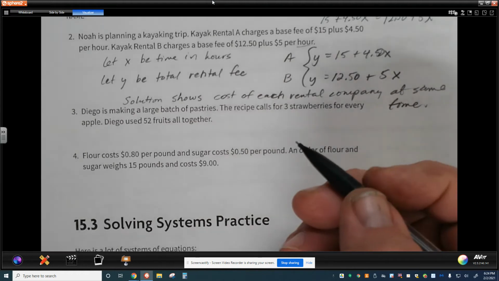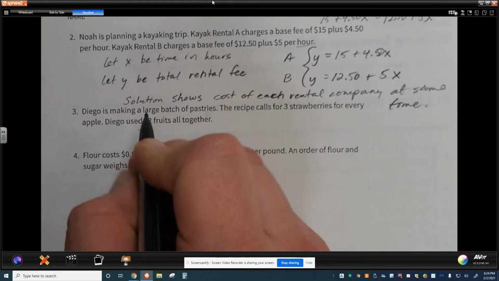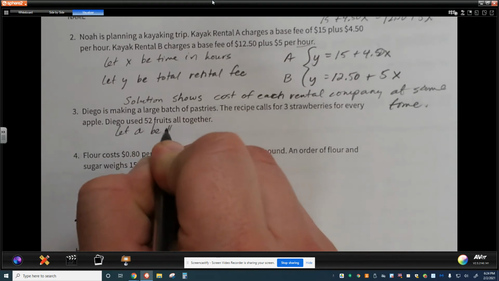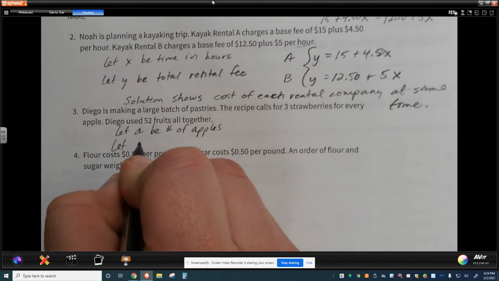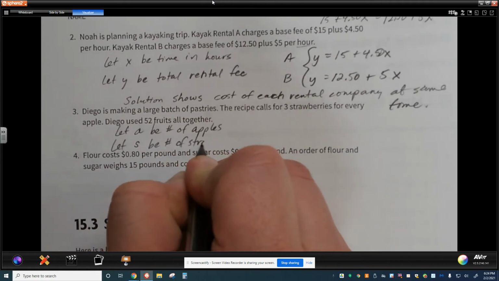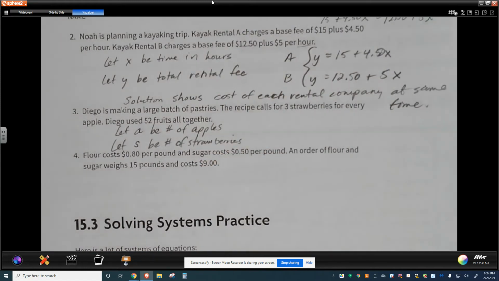Well, let's see here. He's probably going to need something that talks about the number of apples. So we can call that the number of apples A. So we'll say let A be number of apples, and let S be number of strawberries. Okay. And with that in mind, what would I do if I needed to write these out? How would I consider this?